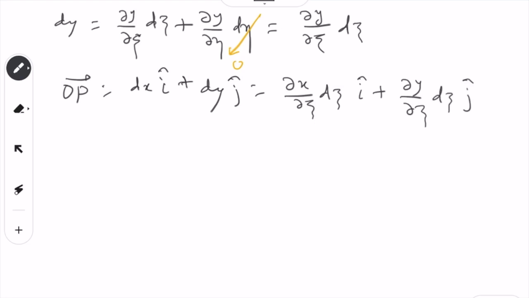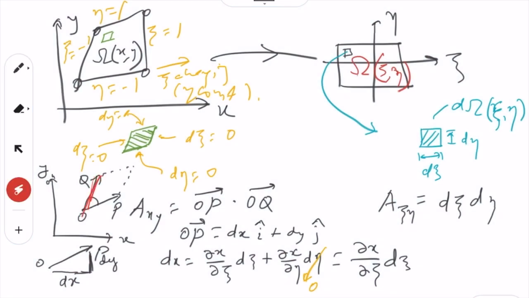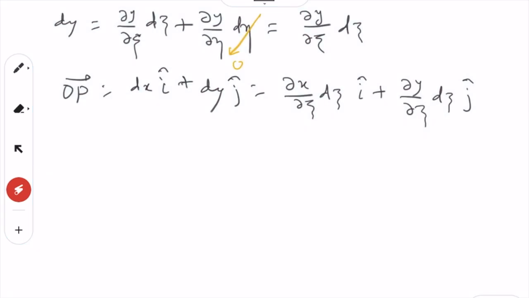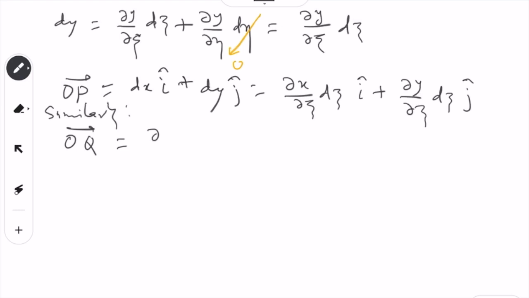Similarly, we can also write for OQ. For OQ, d xi equal to 0, not d eta, yeah. So, similarly, you will do the similar analysis, you can find out that OQ is nothing but equal to, simply you can write similarly, OQ will be equal to, you see x and y, so we will have x and y here also, only thing is we will have del eta, that's it.